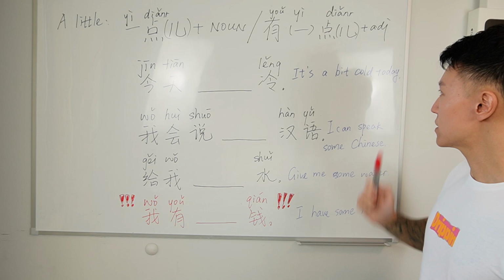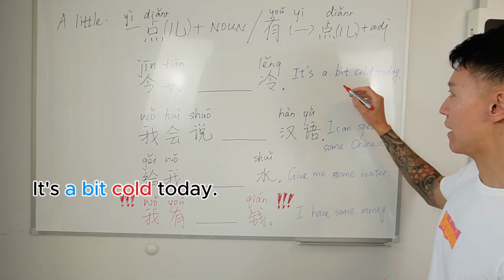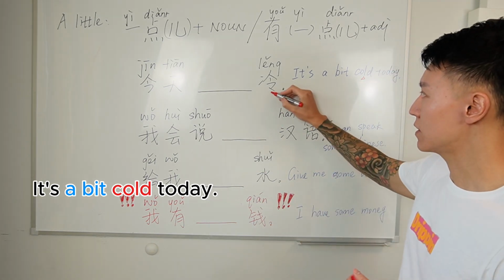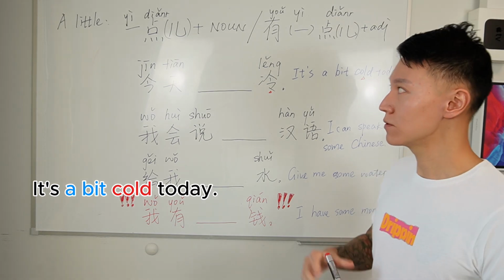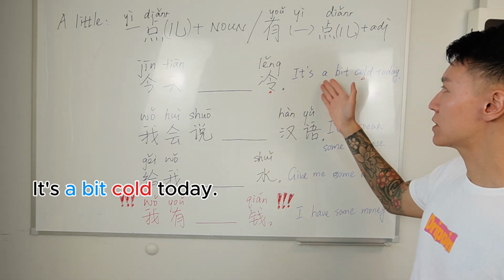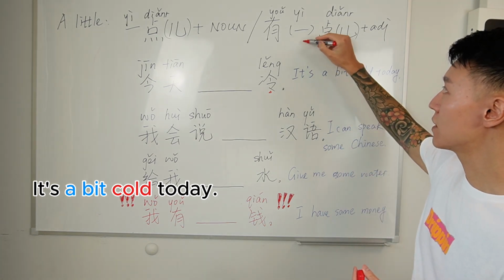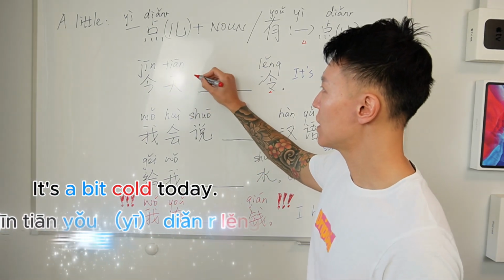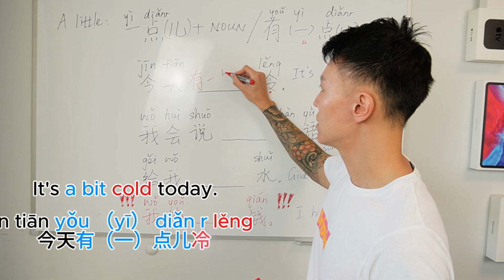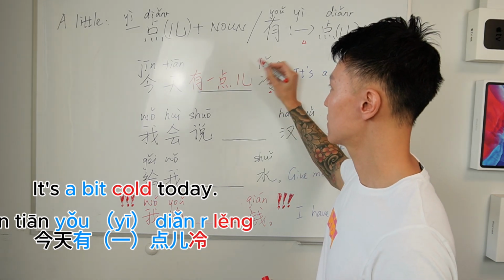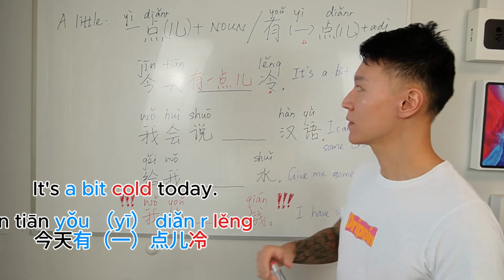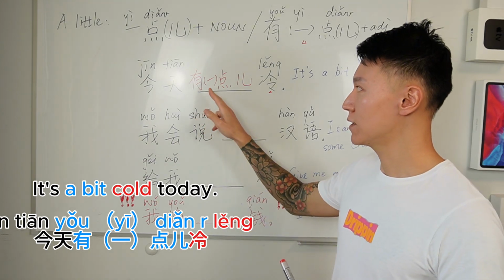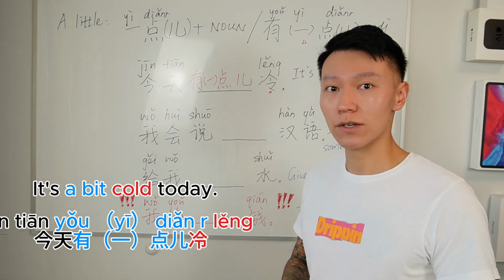The first one, it's a bit cold today. So after a bit, we have cold. That's an adjective. Cold in Chinese is 冷. So since this is an adjective and we need to translate a bit, then we choose this one, 有一点儿. Then the sentence would be 今天有一点儿冷, which means it's a bit cold today. And of course, you don't have to say this 一 here. You can just say 今天有点儿冷, 今天有点儿冷.